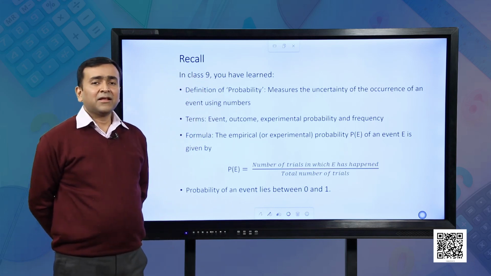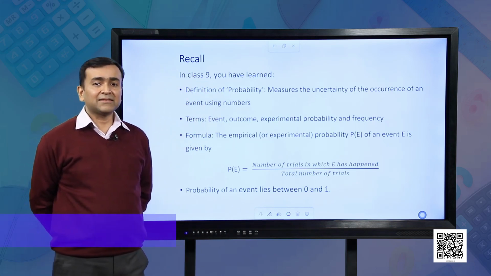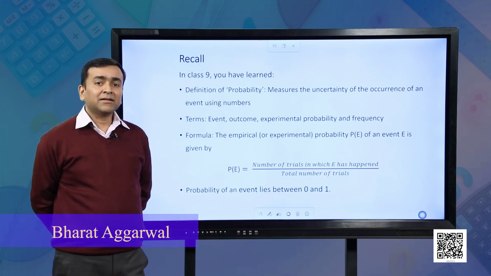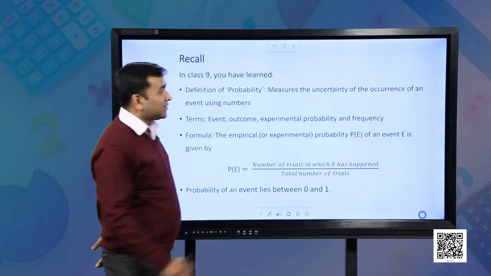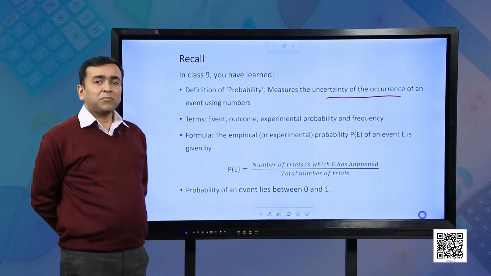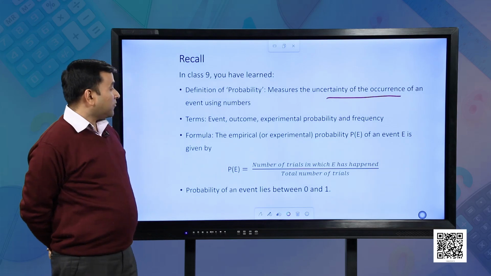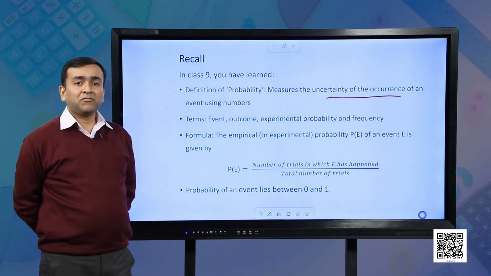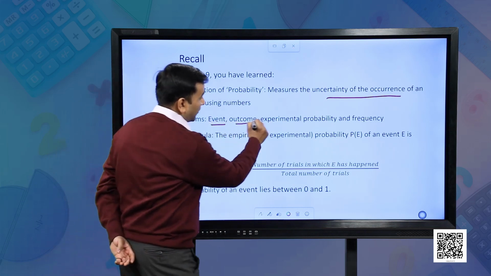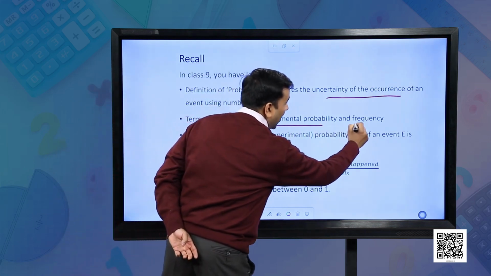But before that, let us recall what we have learned in class 9. We have learnt the definition of probability, that it measures the uncertainty of an occurrence of an event using numbers. Then we have learned some terms associated with probability such as event, outcome, experimental probability and frequency.